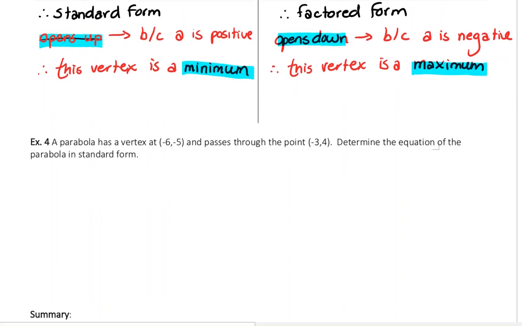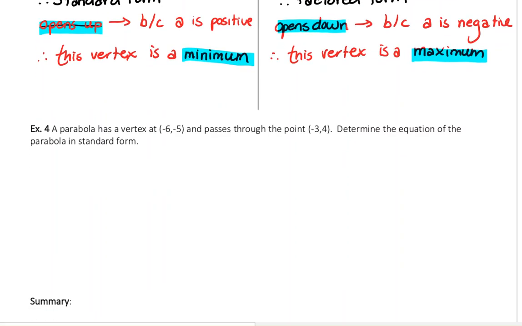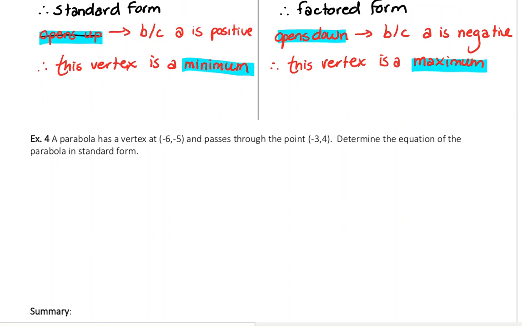And our last problem for today's lesson is more of a thinking problem. A parabola has a vertex at -6, -5, and passes through the point -3, 4. Determine the equation of the parabola in standard form. Just as a note, you can't always jump right into the form that the question is asking us. Here it is standard form. It gives you a vertex and a point. You cannot jump in and just plug these values into a standard form equation.